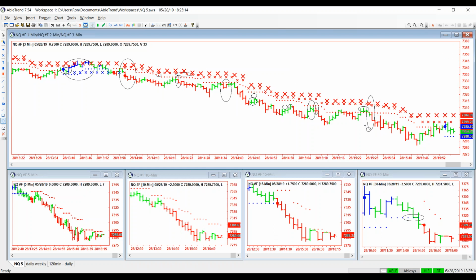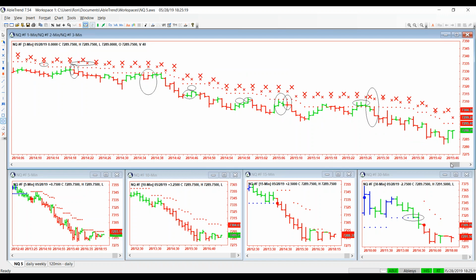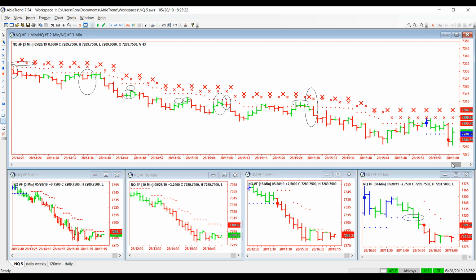And there's another. So far, every sweet spot has been a winner. Get back in again here. Here's another sweet spot. If the sweet spots keep winning, just get back in.